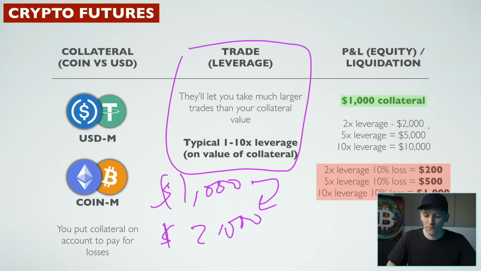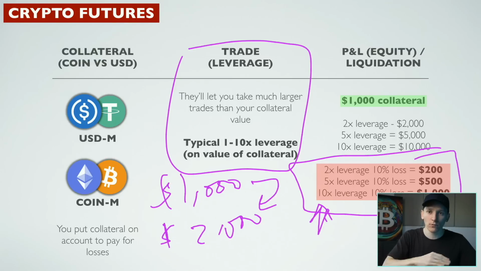So if you use 5x leverage, you can open a $5,000 trade. If you use 10x leverage, you can open a $10,000 trade. But you're now making profits and losses on that position size, not on your collateral, which means a 10% loss on 5x leverage on your trade size is now $500, and $1,000 if you're using 10x leverage. So if you're using 10x leverage, what that means is a 10% loss actually wipes out your original capital.